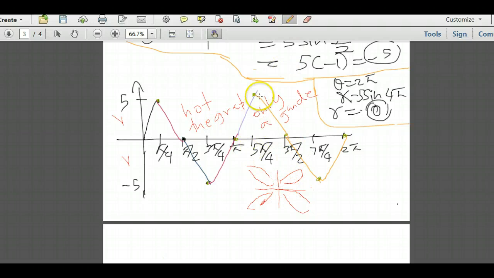When it goes to 5 pi over 4, which is here, it goes to positive 5, right? And then it goes back from positive 5 to 0, and from 3 pi over 2 to 7 pi over 4, it goes to negative 5 like that and comes back to 0.